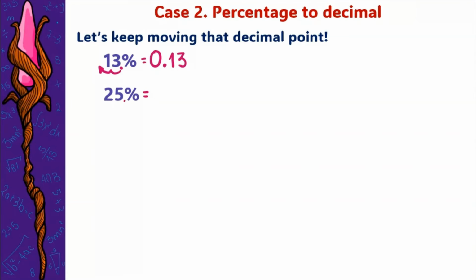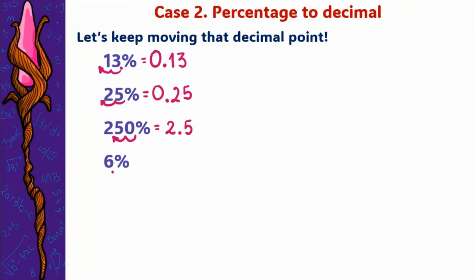25%, same thing, move the decimal point twice, and it's going to be 0.25. Again, we fill with a 0 to see it more natural, 0.25. Let's see what happens with this one, which is bigger than 100. So if we move the decimal point twice, it's going to be here between the 2 and the 5. So it's going to be 2.50. Remember the 0 on the right after the decimal point doesn't have any value, so we can just erase it and leave it as 2.5.